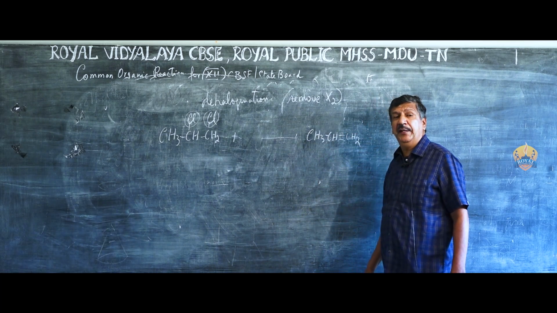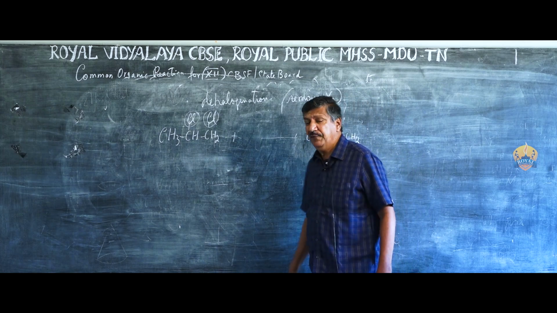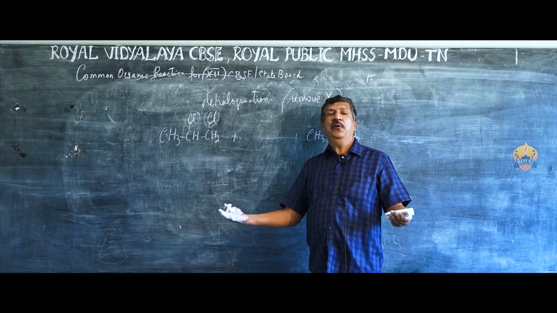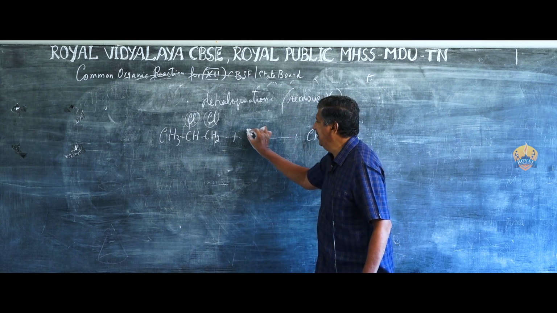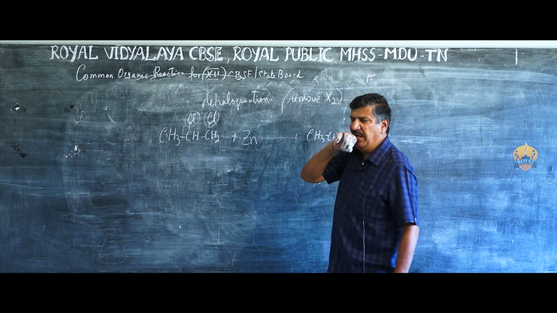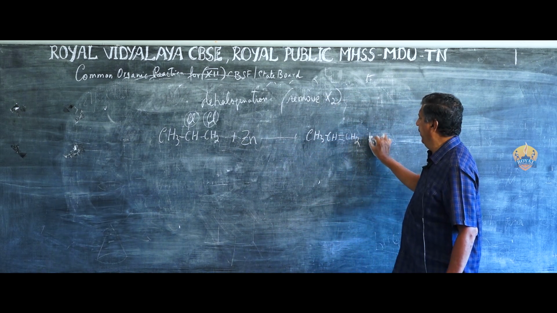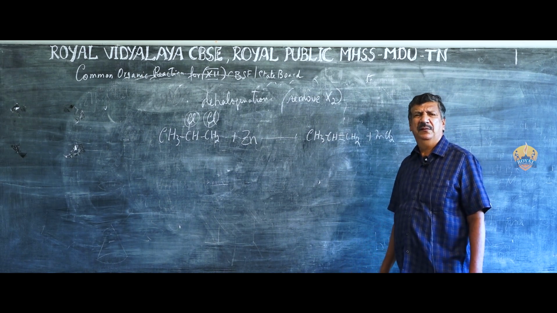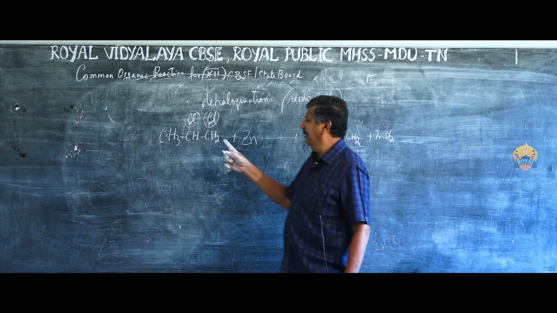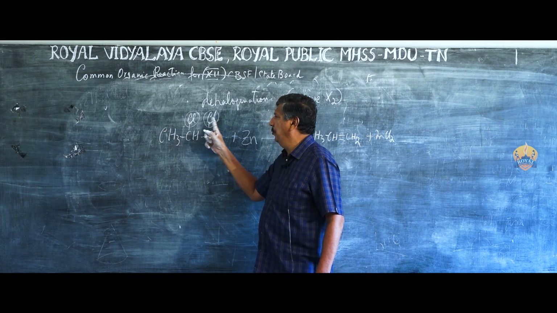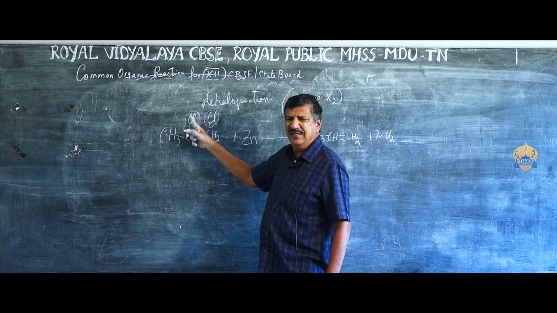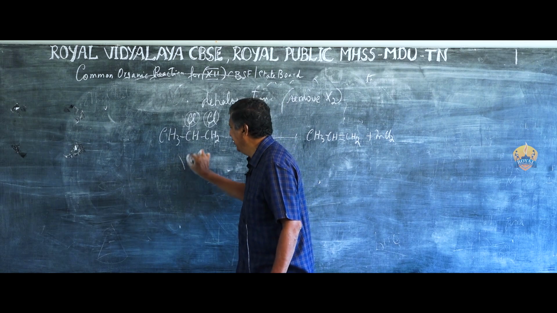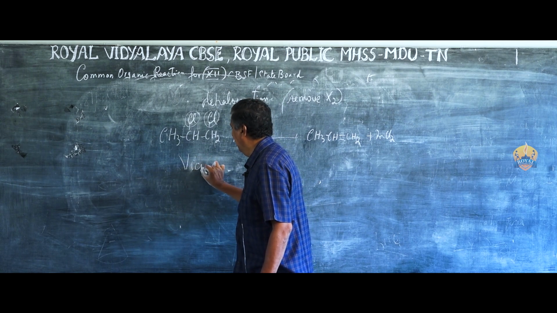But what is the main thing to understand? What do you expect from me? Sir, what is the reagent you are going to use to remove the two chlorides from the organic compound? The reagent is zinc. So what will be the byproduct? Zinc chloride. That's all. See, if the two chlorides are present on adjacent carbons, such compounds are called vicinal halides.